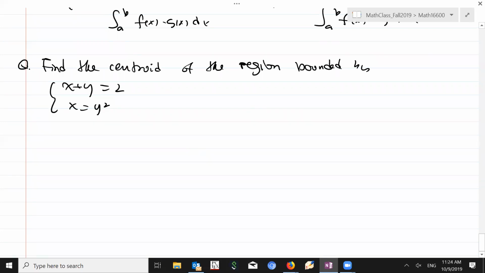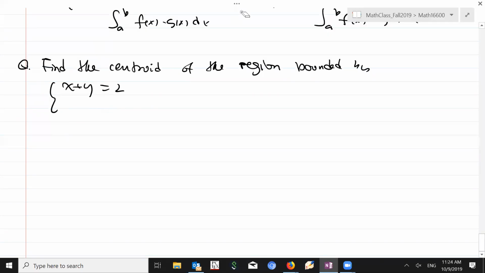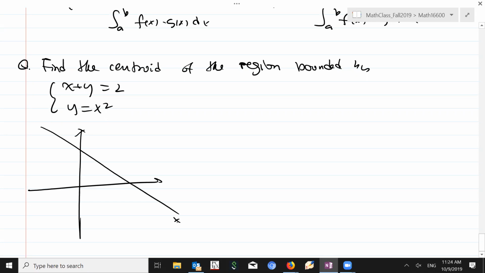Maybe I begin with y equals x squared because that would be a little bit easier because we already have the formula. Okay, y equals x squared. Step two, draw the graph. x plus y equals 2, and it has a slope of negative 1. y equals x squared is here. So that's the intersection point. And this is the region we're trying to find the centroid of.